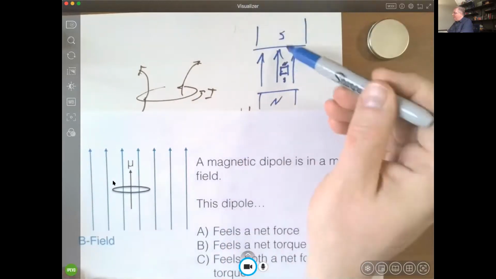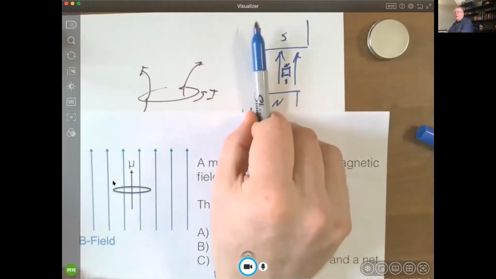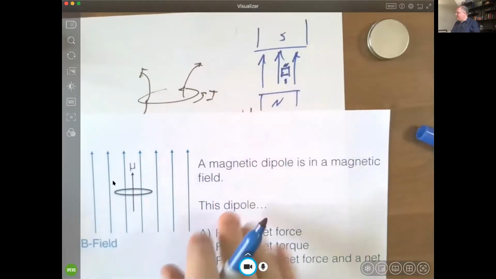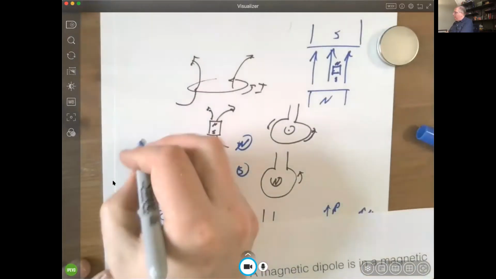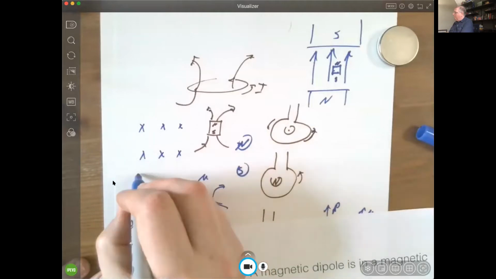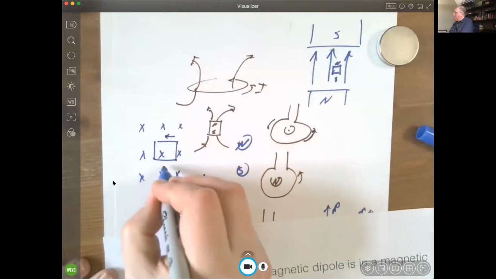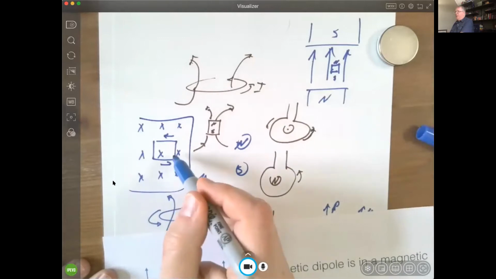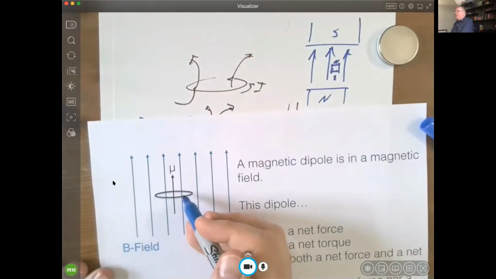And if neither of these sides is stronger, if that's a constant field, he's actually not going to feel a net force either. He's just going to be happy there. This is exactly the same problem as the one I gave you 60 minutes ago. There's no net force or net torque on that current carrying loop. It is the same question as this.